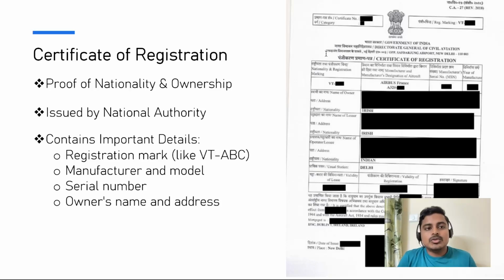So as a proof of nationality, it officially shows which country the aircraft belongs to and who owns it. It is issued by the national authority. In India, it is issued by DGCA. It must be on board. It is non-transferable, and it cancels on deregistration. So if the registration of an aircraft has to change from one country to another, then the previous registration must be deregistered. We talked about this in the previous video. You can have a look if you haven't already.